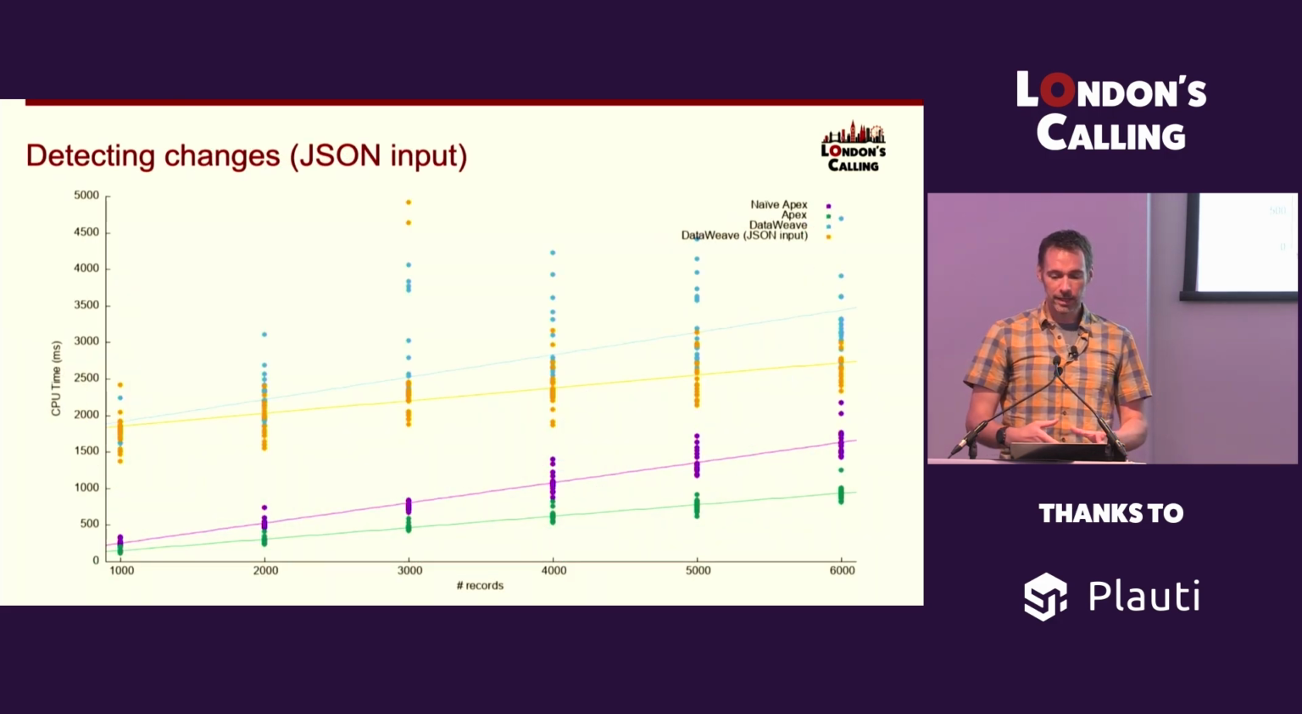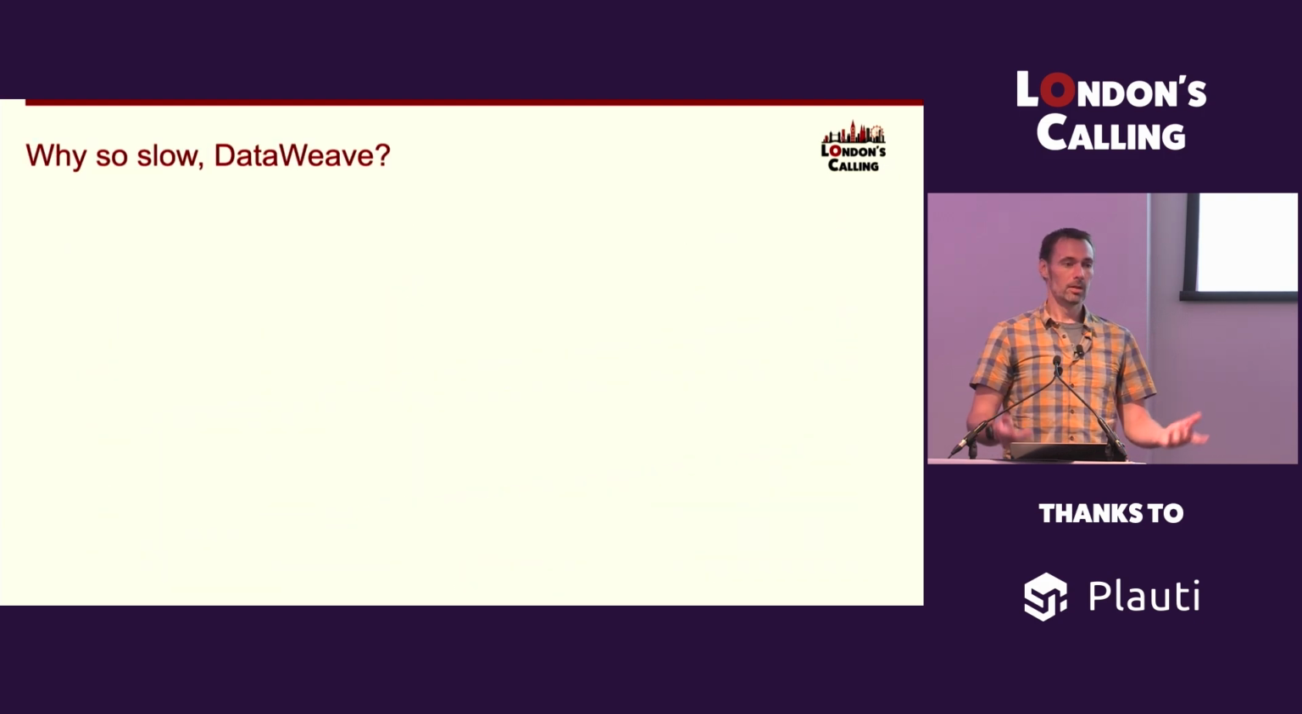And we could take that same methodology of saying, let's convert everything to JSON before we send it to DataWeave and apply it to our detecting changes in records algorithm. So the same thing, but with JSON input, is the yellow line here. So we can see that we've improved the DataWeave performance a little bit by pre-processing everything into JSON, but it's still not as far down as Apex. But why? Why so slow, DataWeave?